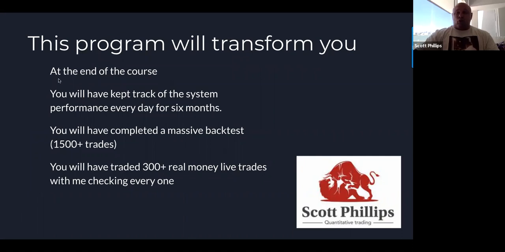At the end of the course, you'll keep track of the system performance every day for 6 months, at the times per day that you are going to be sitting at the screen in an identical situation to what you're planning to do in your new job from now on. You will have completed a massive backtest. I mean, 1,500 plus trades. Some people are automating, some people are doing it manually.